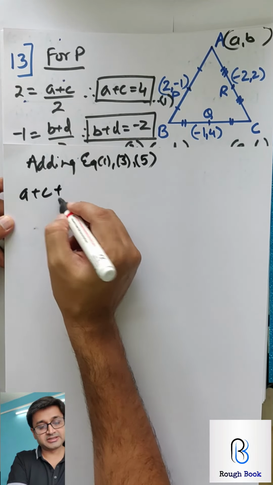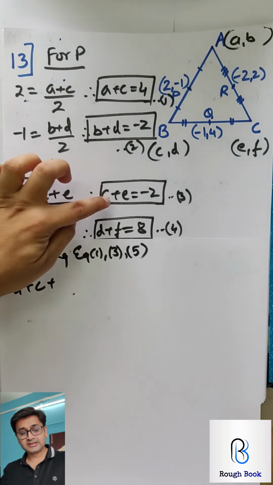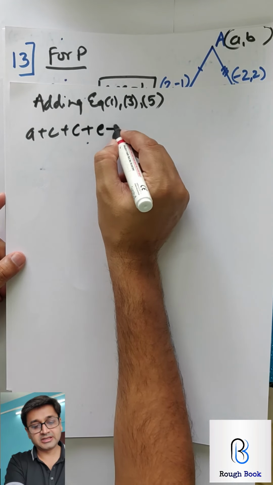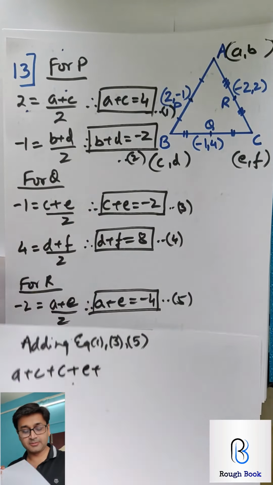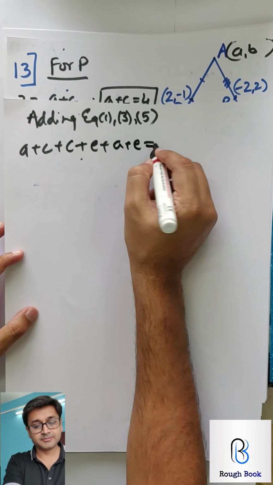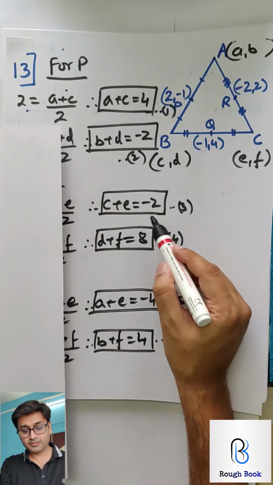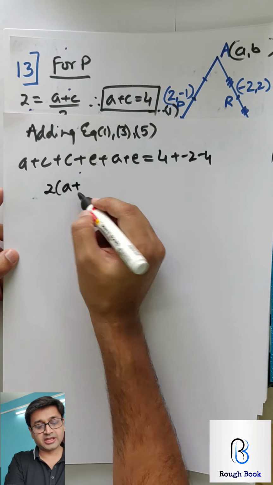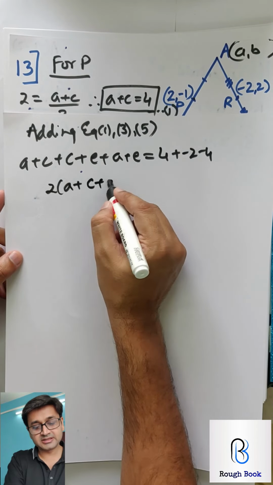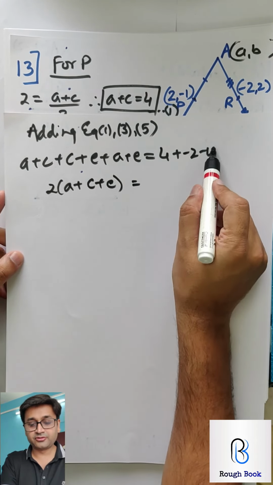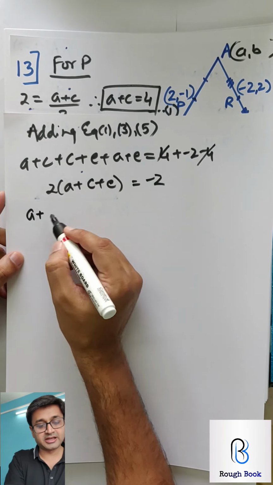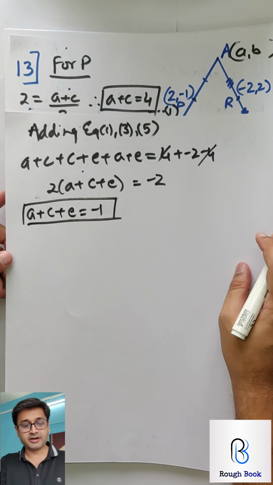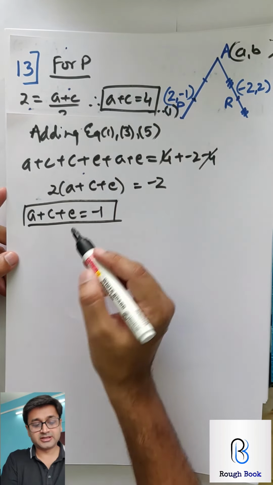So I will get A plus C, correct, that is the first one, C plus E and A plus E. So plus C plus E, correct, C plus E, A plus E, A plus E. Right hand side 4 plus minus 2 minus 4. So minus 2 minus 4. So 2 times A plus C plus E, all 2 times 8. See, this 4 and 4 gets cancelled, so minus 2. So I'll get A plus C plus E as minus 1. Now from here, where am I taking you? So look at the first one, A plus C as 4.